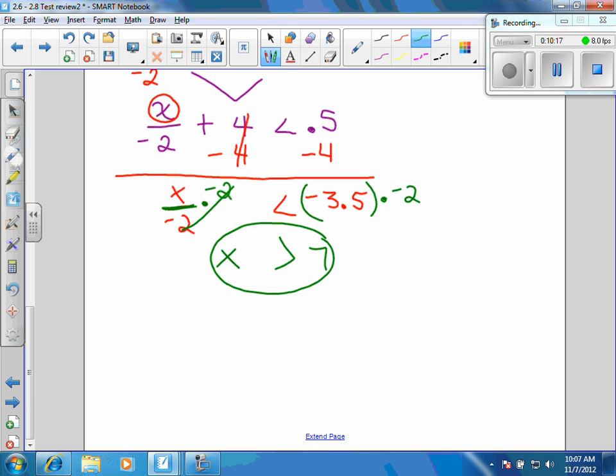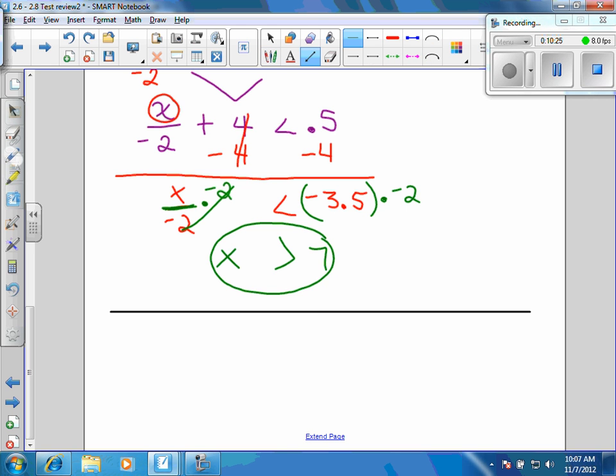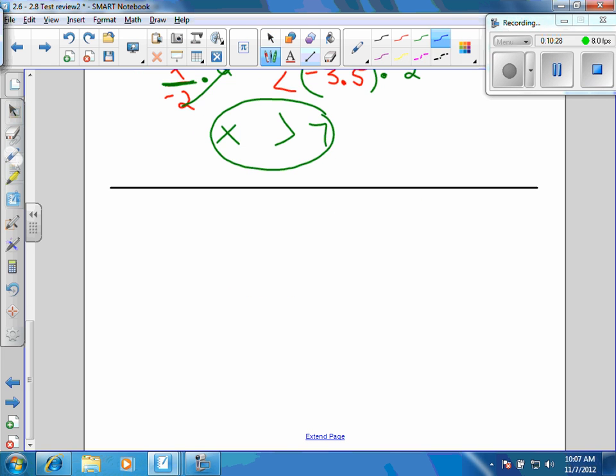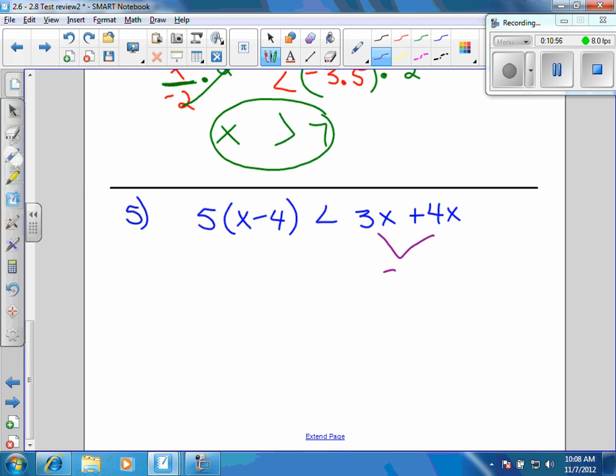Okay? So mine is 5 times x minus 4 is less than 3x plus 4x. 3x plus 4x like that? Yeah. What would you do first? See? So you would add those. You would add the x's with that 7x, and then you do the same thing to the other side. So it would be 5x minus 20.